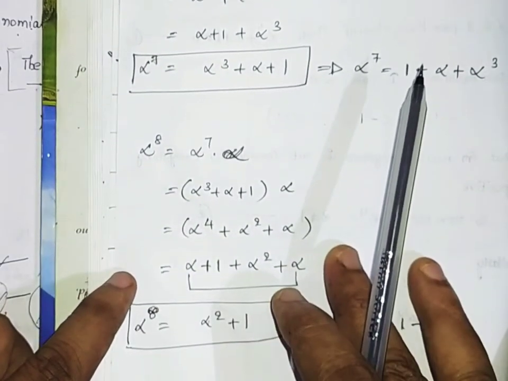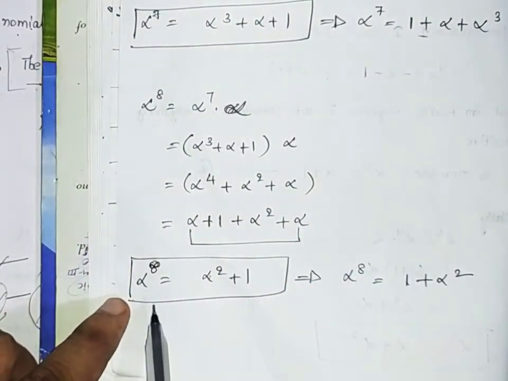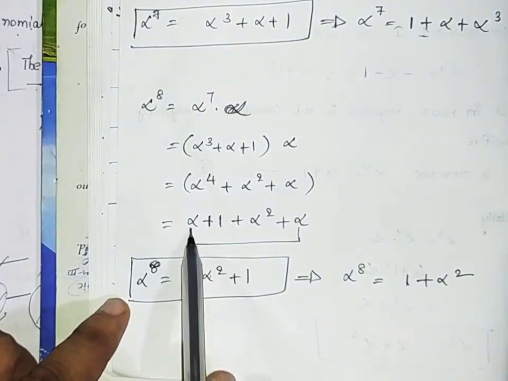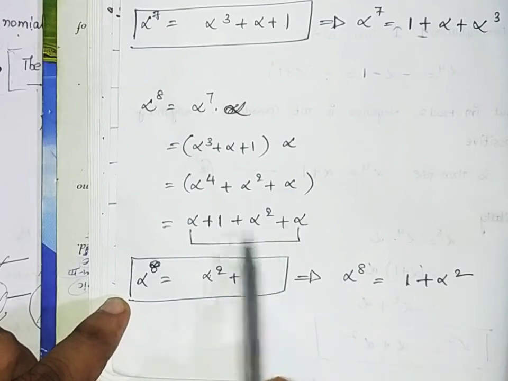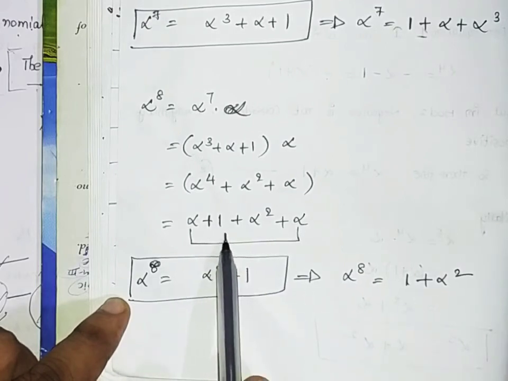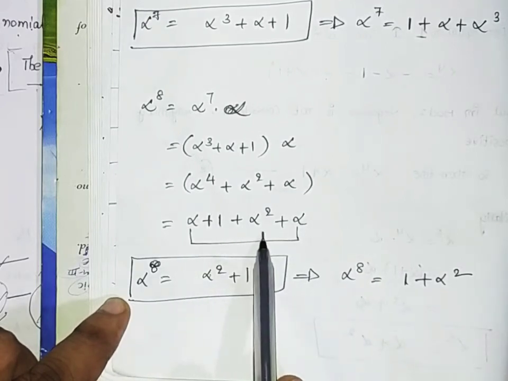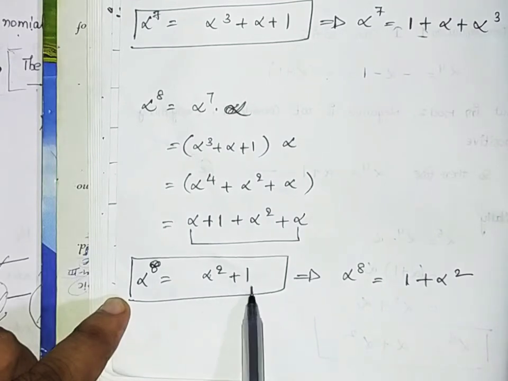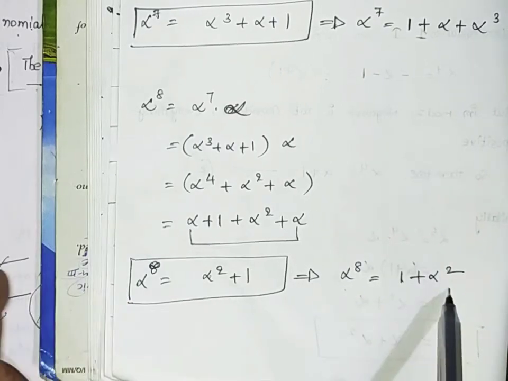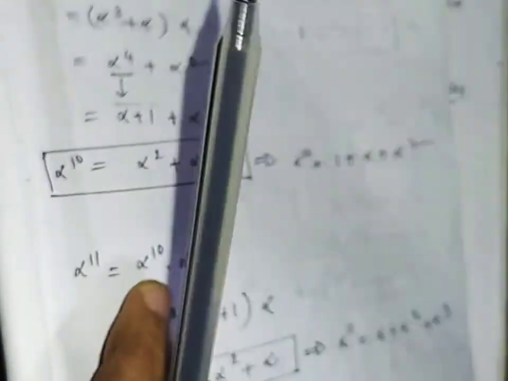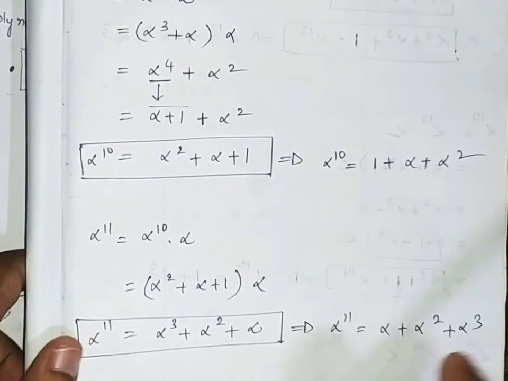For alpha power 8, this will be the result. Here alpha plus alpha, since it is a modulo 2 operation, gives rise to 0. So the remaining terms are 1 plus alpha square. Therefore finally the result for alpha power 8 is equal to 1 plus alpha square. So let us consider the construction of the remaining elements.